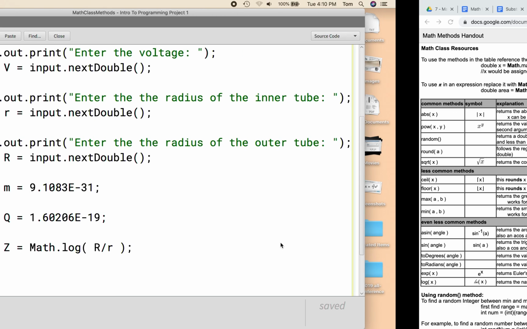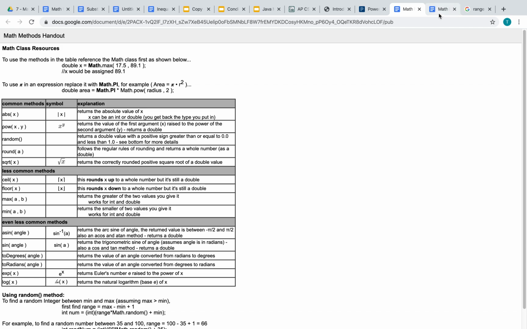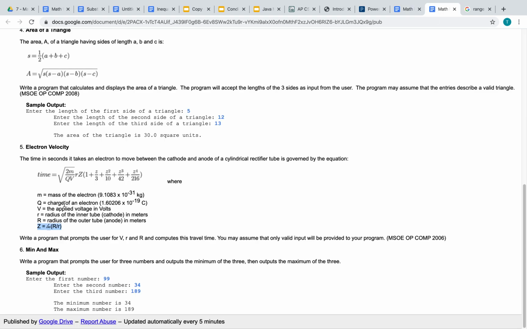Okay, so let's get back to this guy. All right, so that comes from that expression right there, and now we're finally going to use that inside of this expression to figure out what time is.